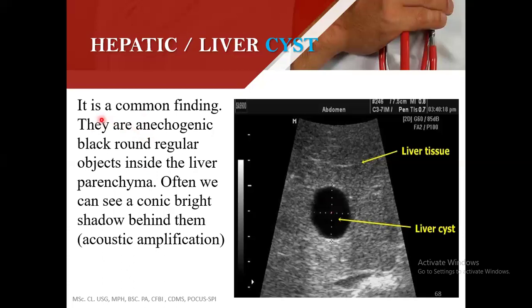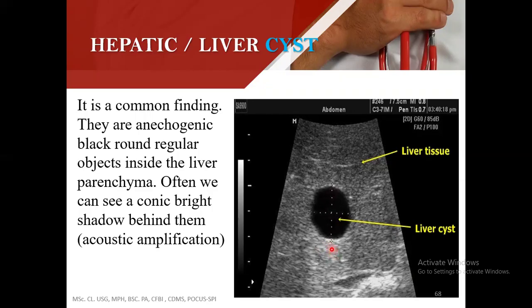Now, hepatic cyst is a common finding. They are anechogenic, black, round, regular objects inside the liver parenchyma. Often we can see a conic bright shadow behind them, acoustic amplification. So you can see this. This one, we did it before. Acoustic enhancement is also called acoustic amplification. This is a cyst, black on ultrasound.